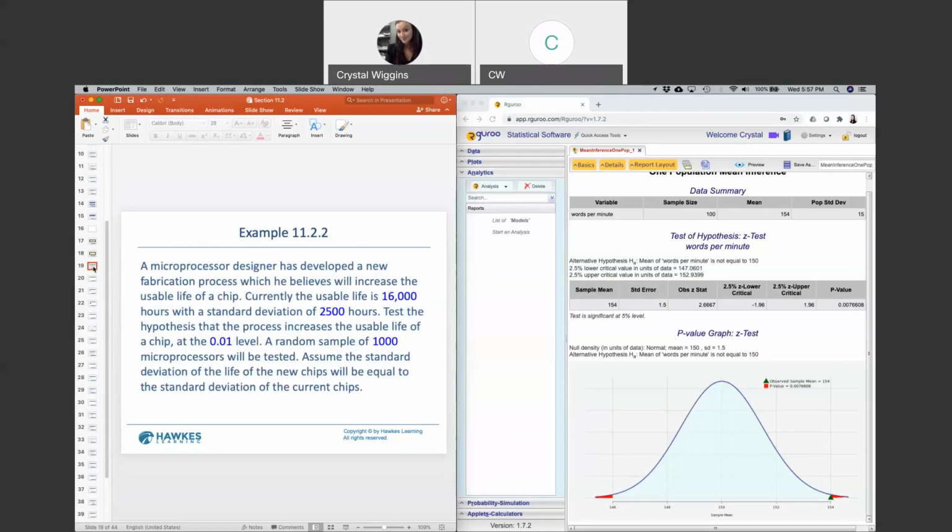Currently, the usable life is 16,000 hours with a standard deviation of 2,500 hours. So let me stop right here to emphasize what information we were given. This line right here is talking about the overall population calculations. No mention of a sample was taken. So that's how I know it's population data. That means this is the mu and this is sigma. So sigma is given. Remember, that's important.